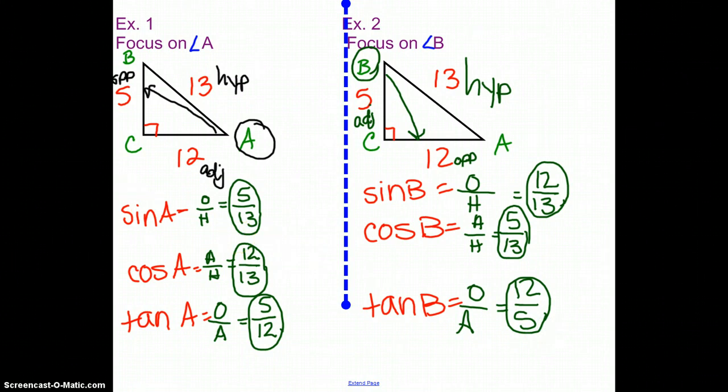Now just for a minute, let's look at relationships. If it's the same triangle in different focus angles, notice that these two are exactly alike. And these two are exactly alike. And what's the relationship that you see here? In mathematical terms, we would say that those are reciprocals. So whatever this is on the first one, the flipped over version is going to be what happens here.